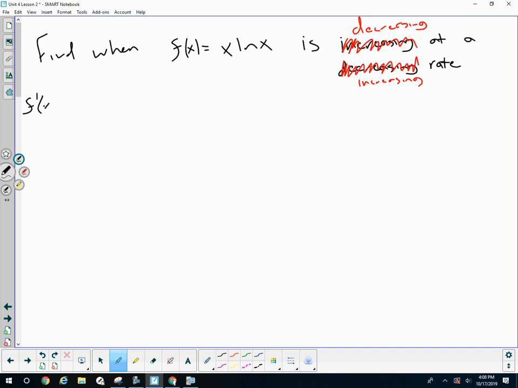We already took the derivative of x log x. We get 1 times log x plus 1 over x times x. That's log x plus 1. We can set that equal to 0. I get log x equals negative 1.